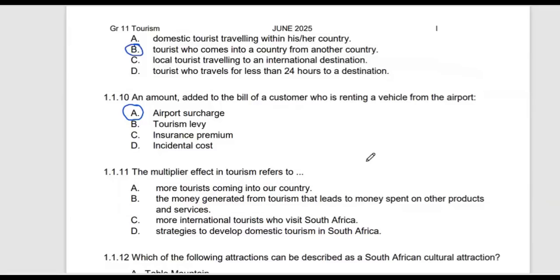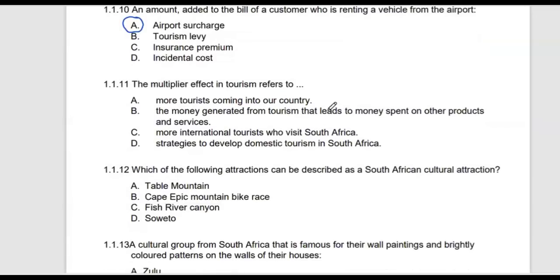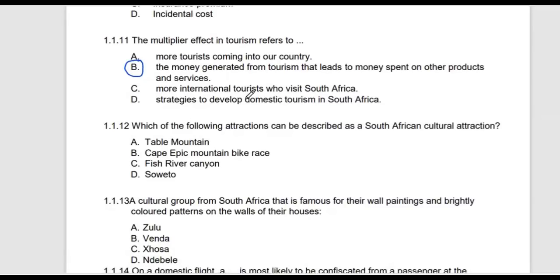Then 1.1.11, the multiplier effect in tourism refers to a situation where money generated from tourism leads to money spent on other products or services. For example, if a tourist arrives in South Africa, they spend money on tourism-related products and services, and that money ends up in other sectors of the economy. So the correct answer then will be B. The money generated from tourism leads to money spent on other products and services. So it flows into other sectors of the economy. That is what we refer to as the multiplier effect.